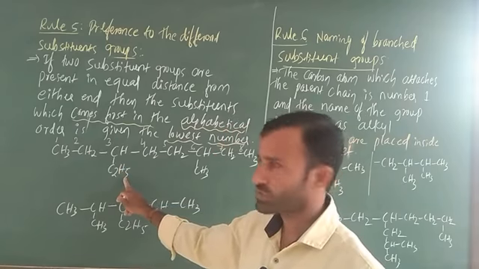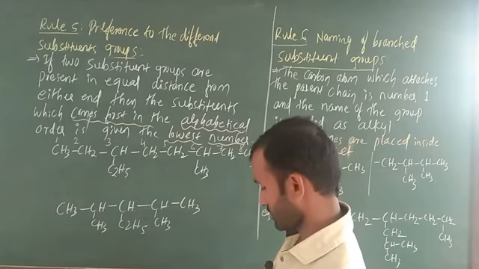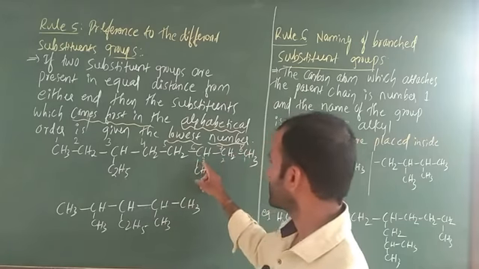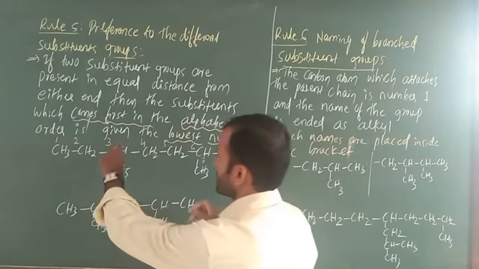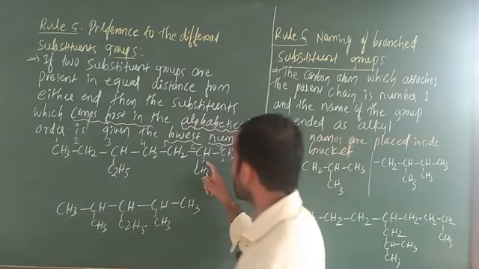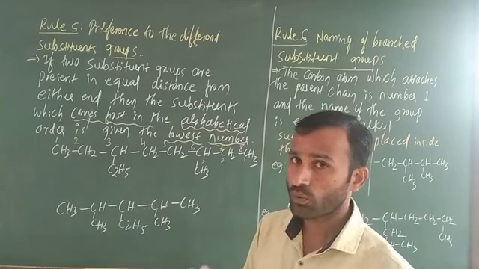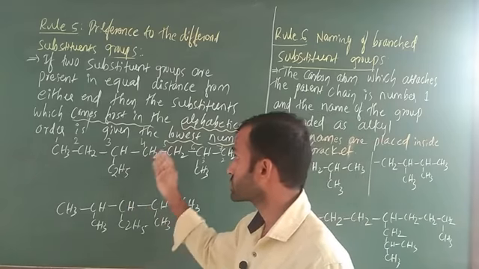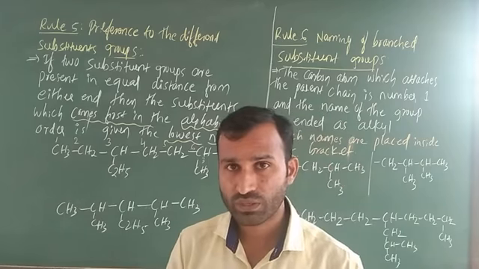What is that? C2H5. In this case also, if you come from the other side, 1, 2, 3, the third position is also having one substituent group. In this case, this is also at equal distance. In this case, you have to select alphabetical order. Alphabetical order is going to get the lowest number.